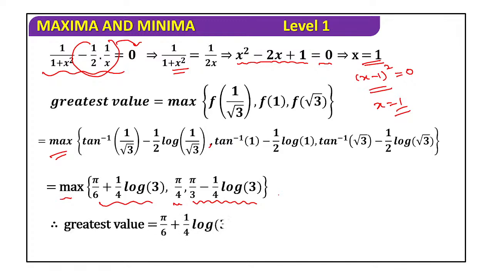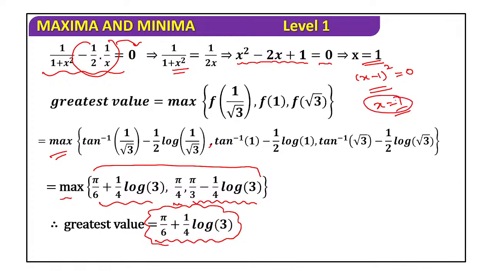Okay, here the greatest value is pi by 6 plus 1 by 4 log 3. This is going to be your maximum value, out of these three. So here you have to be very good at differentiation. Once you are good at differentiation, you can solve x square minus 2x plus 1 equal to 0, so that you are going to get x equal to 1. Once you get x equal to 1, you see the given function.